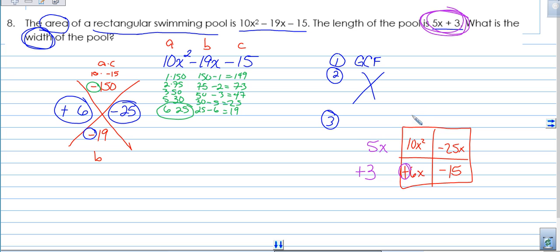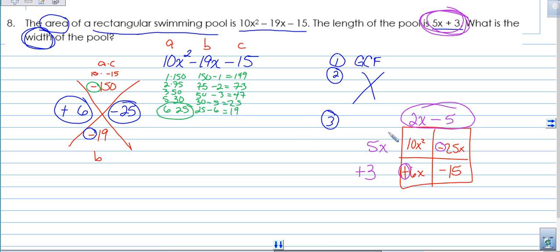So 10 and 6 have a 2 in common, and they both have an x. 2 times 5 is 10. 2 times 3 is 6. So you know that works. And then negative 25 and negative 15 have a 5 in common. This is negative, so that's negative. And our other factor is going to be 2x minus 5. Okay, if you like the box method, fast forward to question number 9.